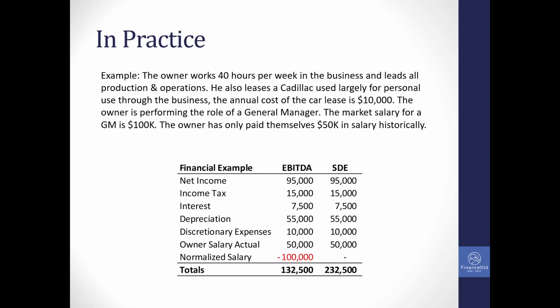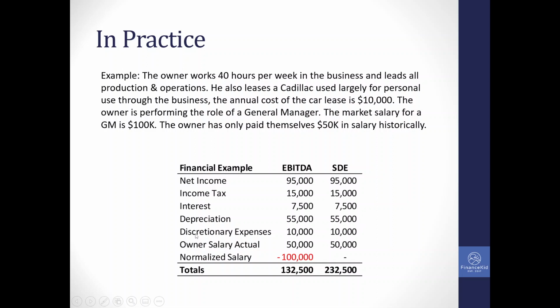So we have all the key points here to really make the adjustment. So going down the line, we have net income. We start with the very bottom of the P&L statement and we go up. So net income is the same on both sides of the ledger, the EBITDA and SDE calculation. Income tax the same. Interest is the same. Depreciation is the same. So up to here, that's the traditional EBITDA calculation.